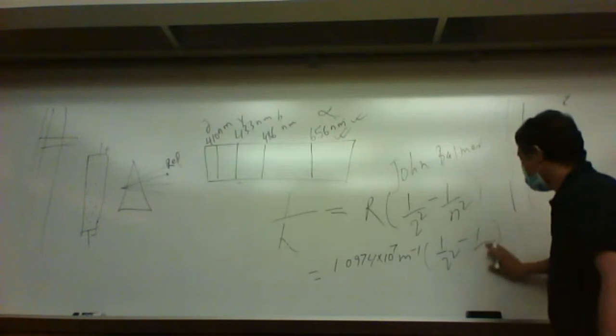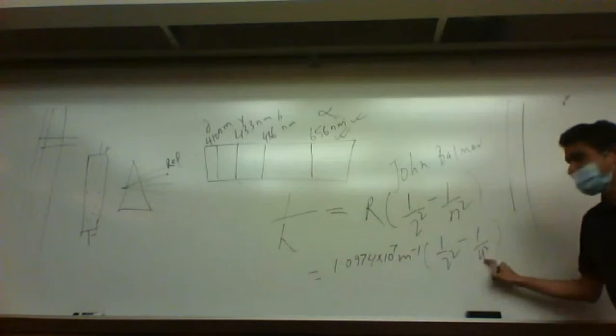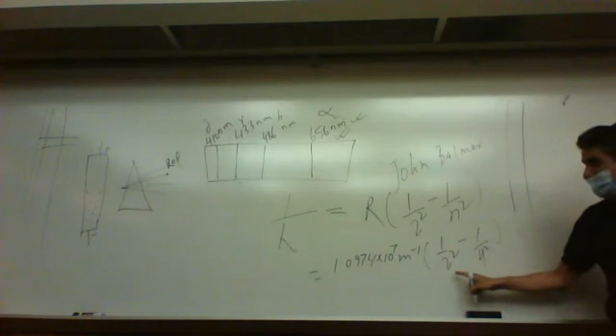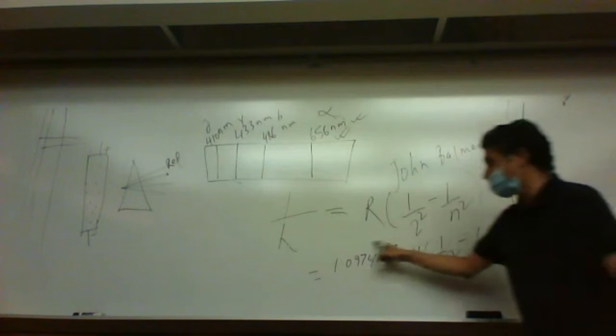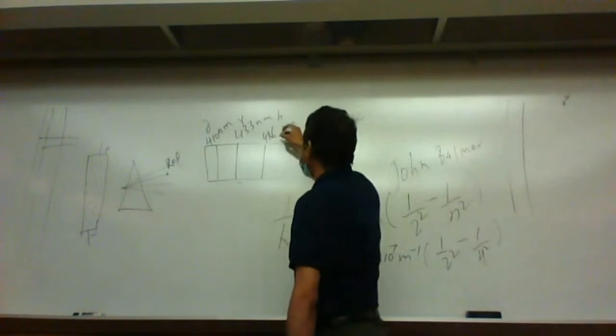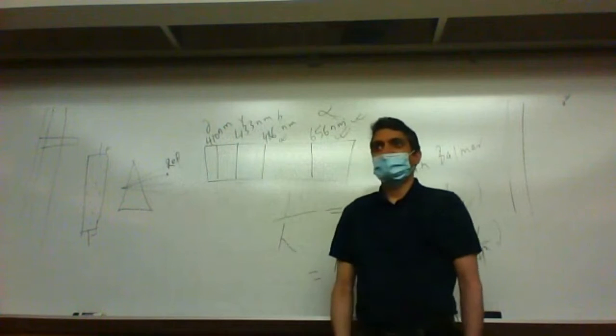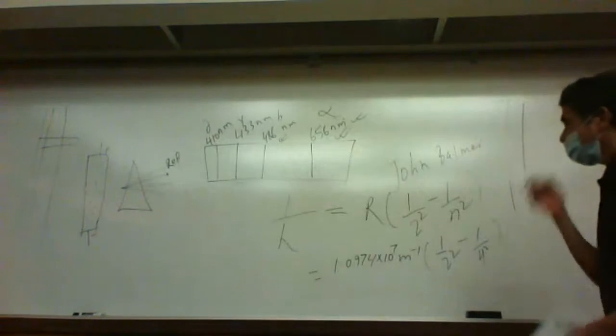Then another time, he put 4 here. So 4 square would be 16. So 1 by 2 square is 1 by 4, minus 1 by 4 square, which is 1 by 16. And he calculated this and found the value of the lambda, and he got this number. Exactly by trial and error, he started to make some pattern there.